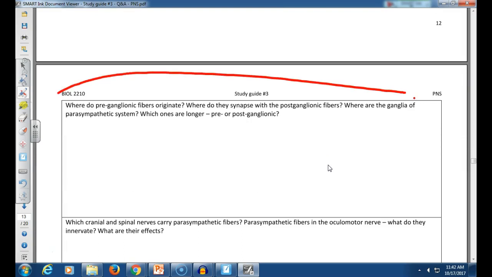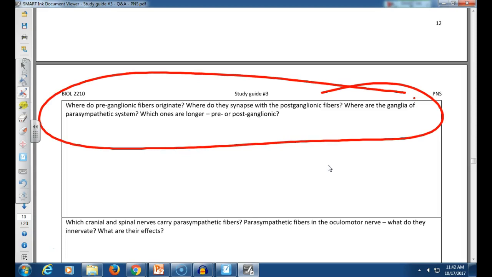For parasympathetic, where do they start? Where do they synapse? Walls of organs, so close to organs. Okay? Which ones are longer? We all talked about it. I will ask you which cranial nerves carry or do not carry parasympathetic fibers. So you have to remember it's oculomotor, facial, glossopharyngeal, and vagus. Okay? I don't care about numbers.